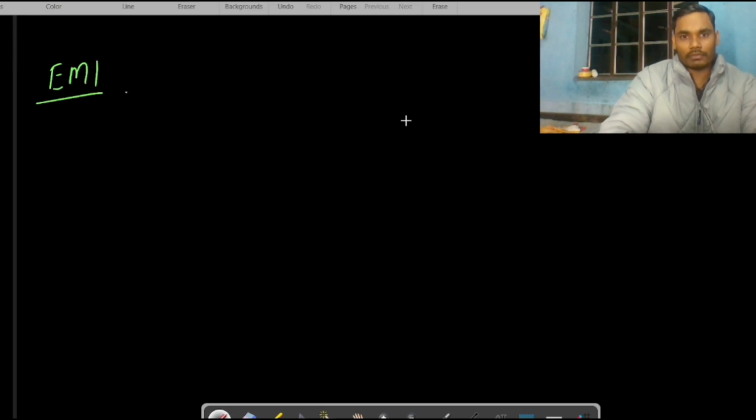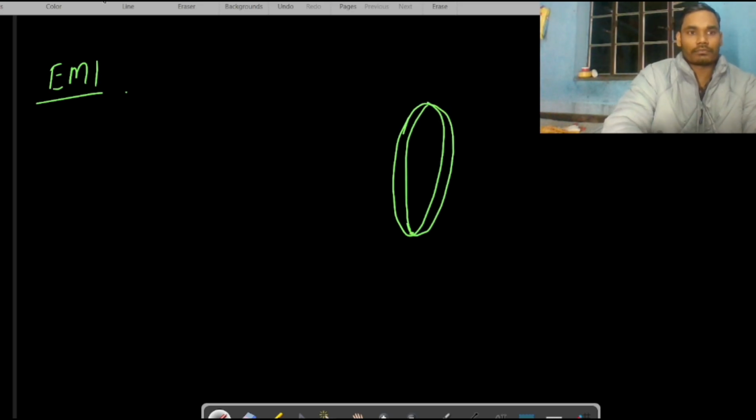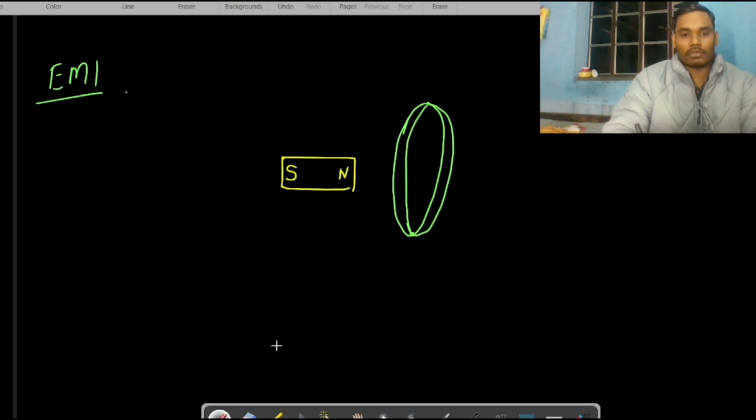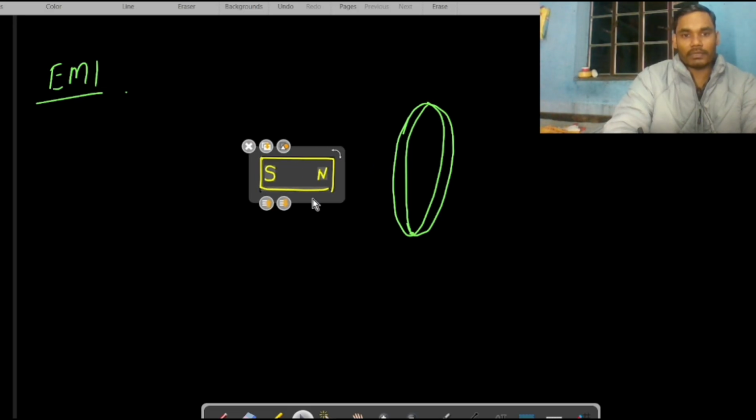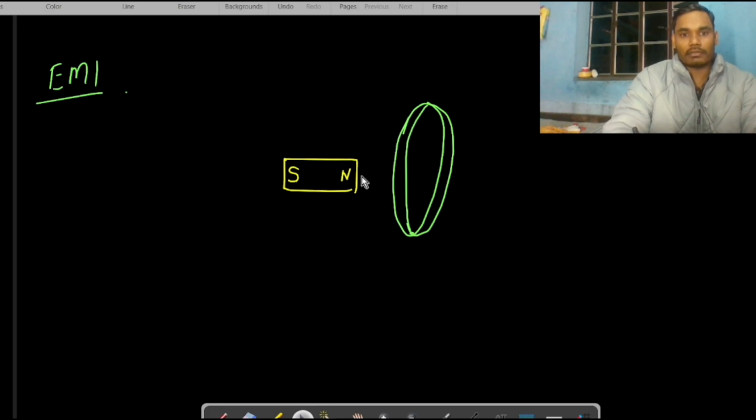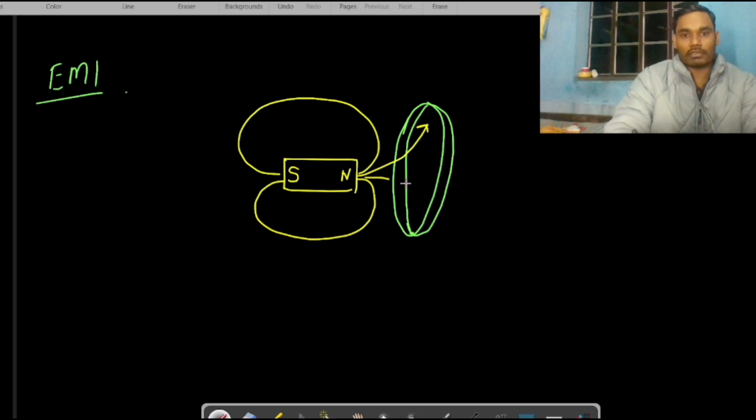So here we have a coil. Now here I have a bar magnet, north pole and south pole. Now if I move this bar magnet in this way, then the magnetic field of this bar magnet, due to which there will be magnetic flux, because some magnetic field will pass through this cross sectional area.